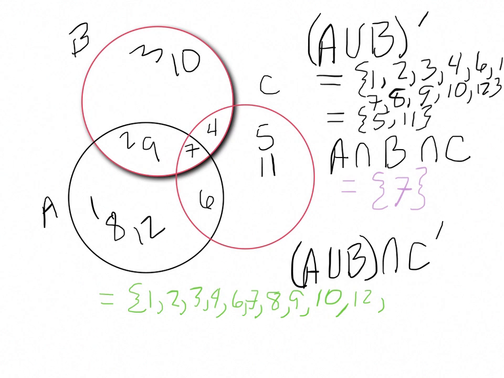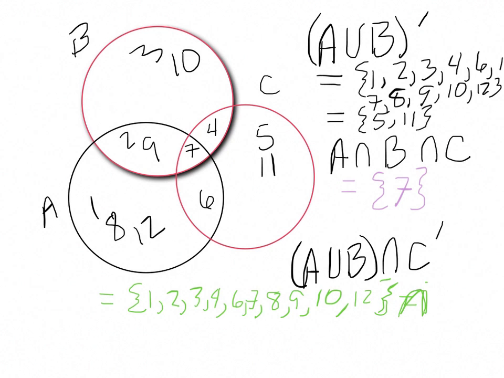And then what's C complement? Well, C contains the elements 4, 5, 6, 7, 11. So C complement is going to be all the elements not in C. So that's going to be the set. Oh, sorry. My notation's a little bad here. Give me just a sec and I'll fix it. Alright.